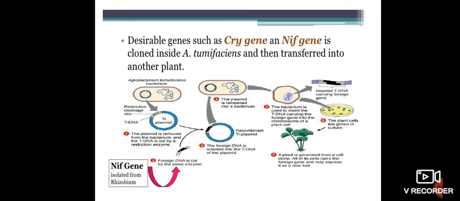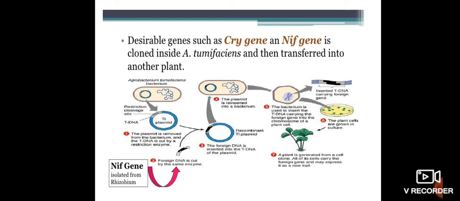Now this is a pictorial demonstration to show how desirable genes such as cry gene, that you need not concentrate on here, and NIF gene are cloned inside Agrobacterium tumefaciens. Agrobacterium tumefaciens is once again a soil bacterium. NIF gene is from Rhizobium, a bacterium. It is put into Agrobacterium tumefaciens and then transferred into another plant.